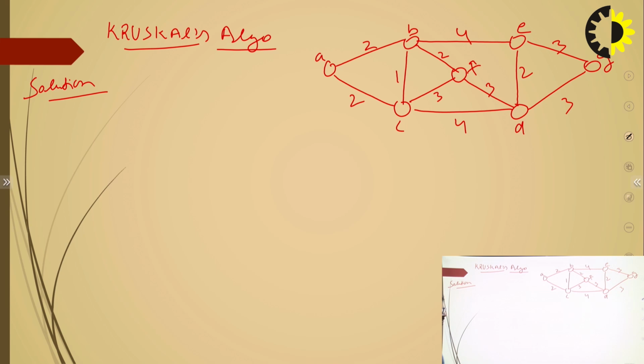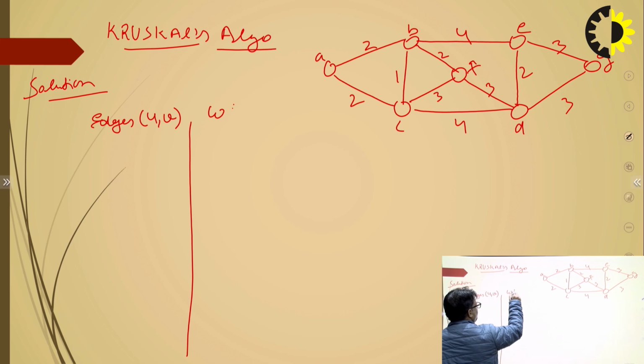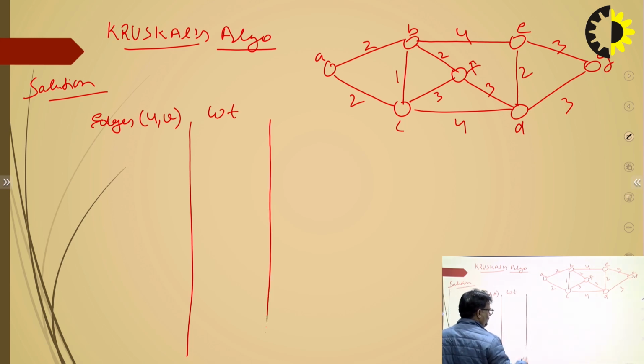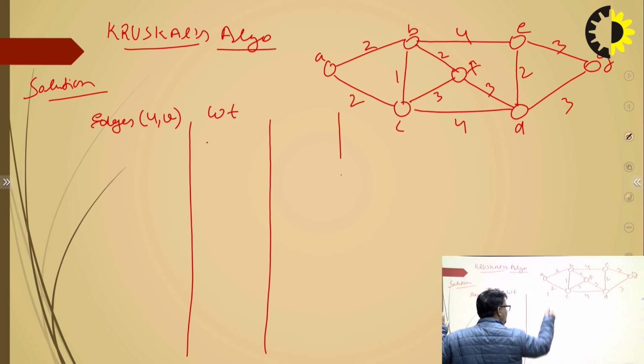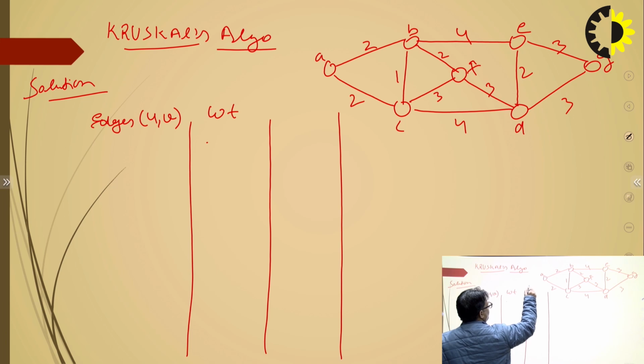In the solution, we will consider the edges u comma v, their weight, and then the selection, yes or no.